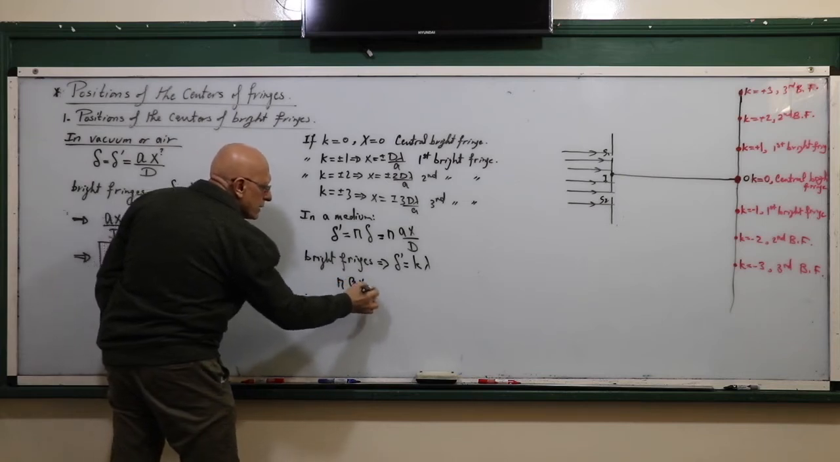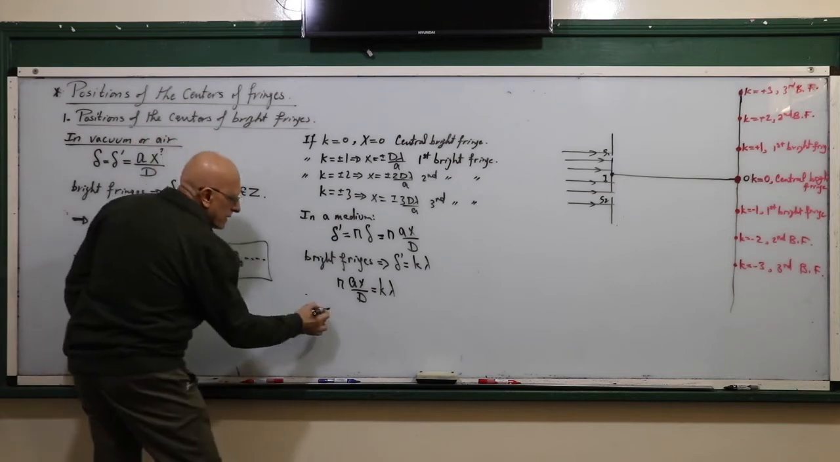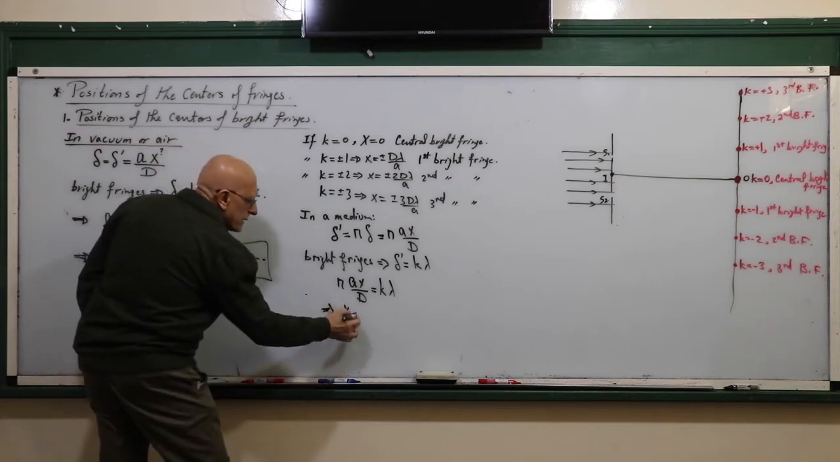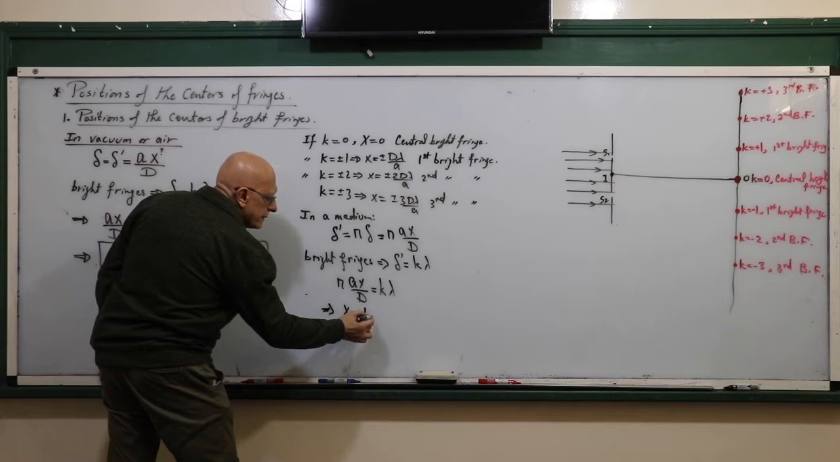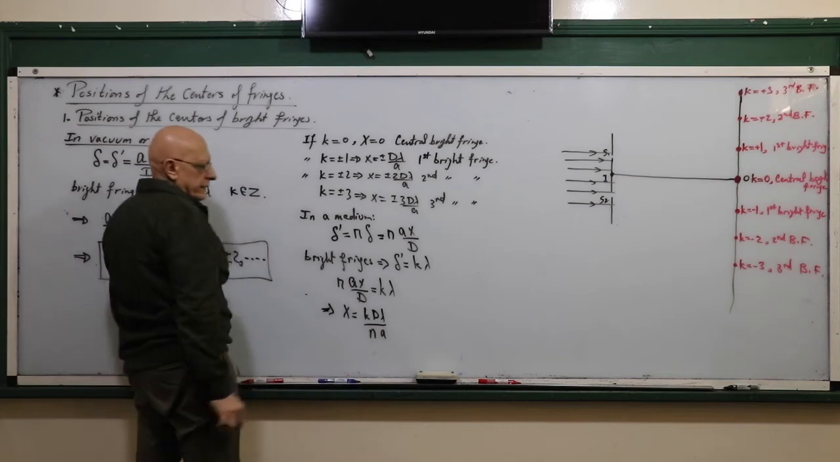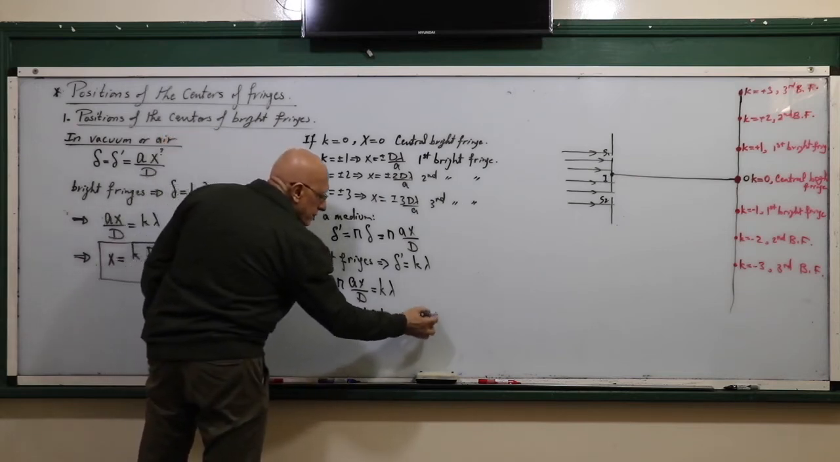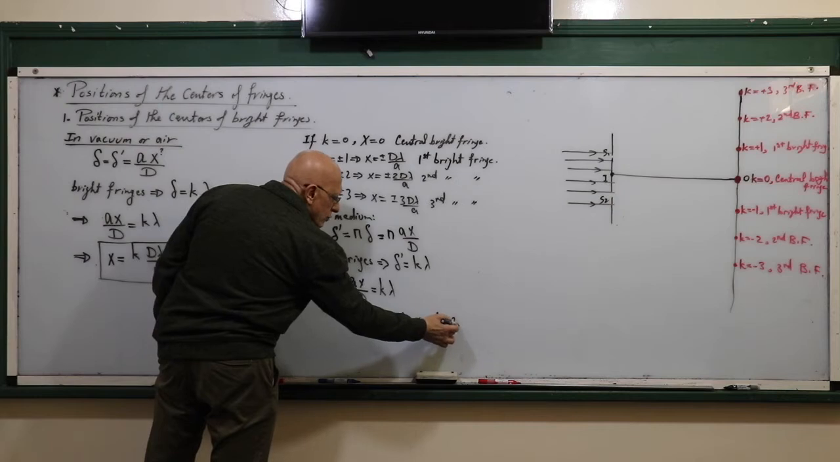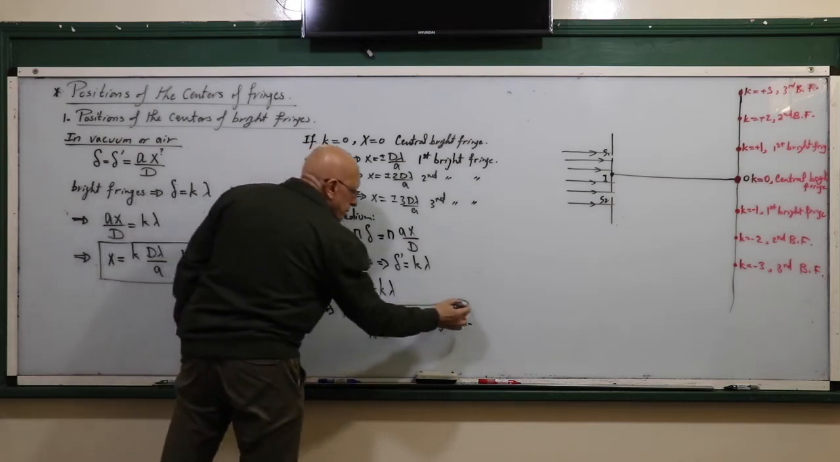NAX over D is equal to k lambda. This implies x equals kd lambda over NA, where k is equal to 0, plus or minus 1, plus or minus 2, etc. So the formula becomes like this.